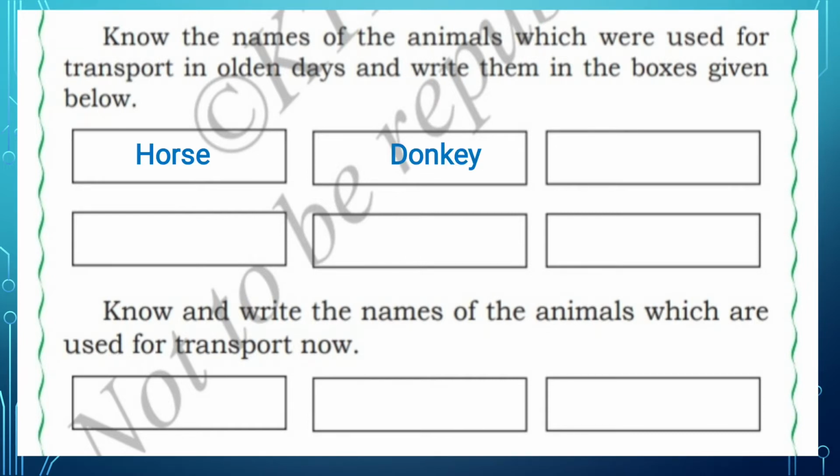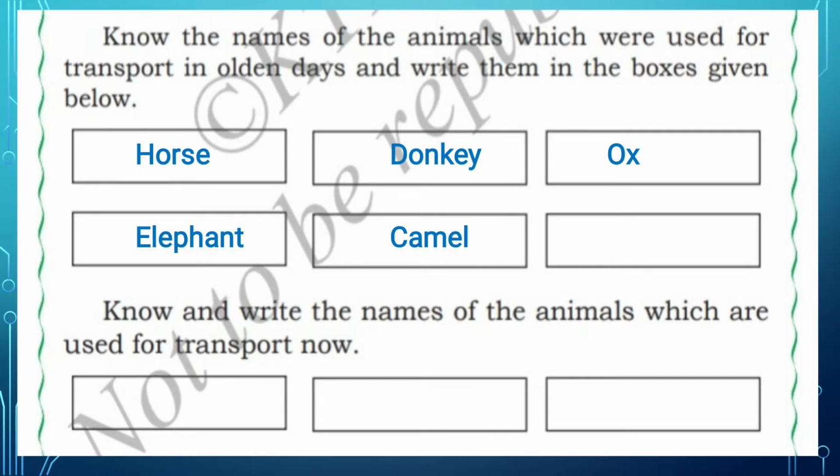Horse, donkey, ox, elephant are the animals which were used in the olden days for transportation. Next, camel. Camel is mostly used in desert areas, and all the others are used in any area.